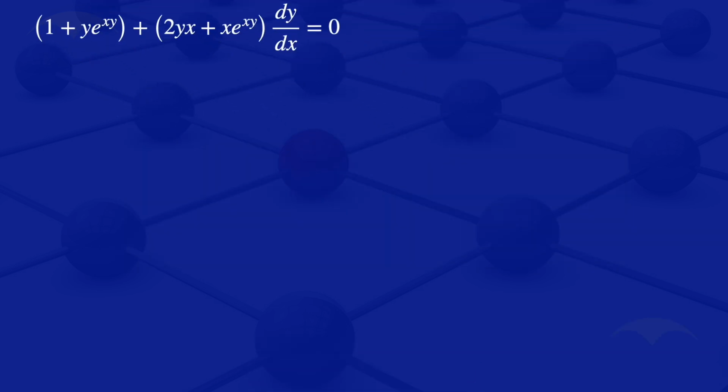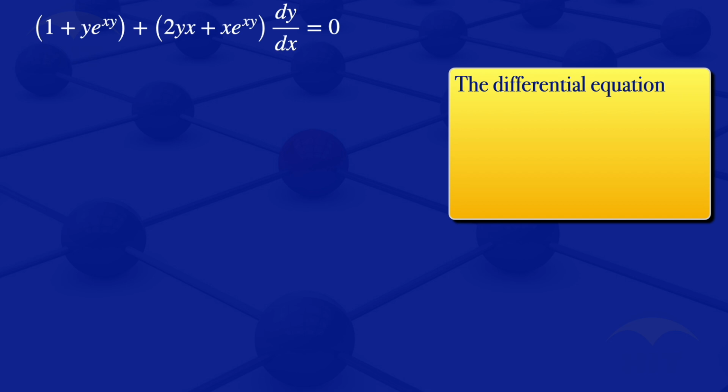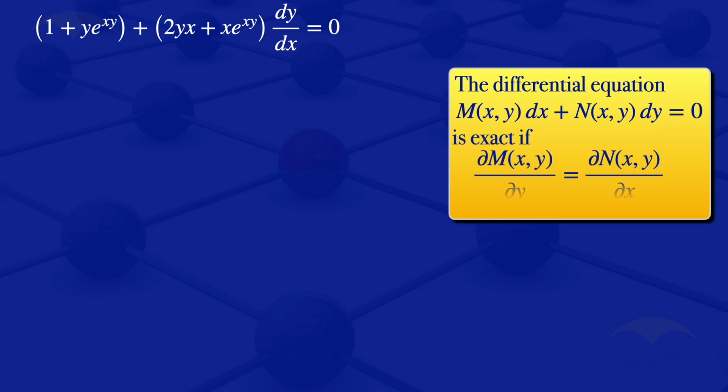When given a differential equation of the form M(x,y) dx + N(x,y) dy = 0, the equation is exact if the partial derivative of M with respect to y is equal to the partial derivative of N with respect to x.